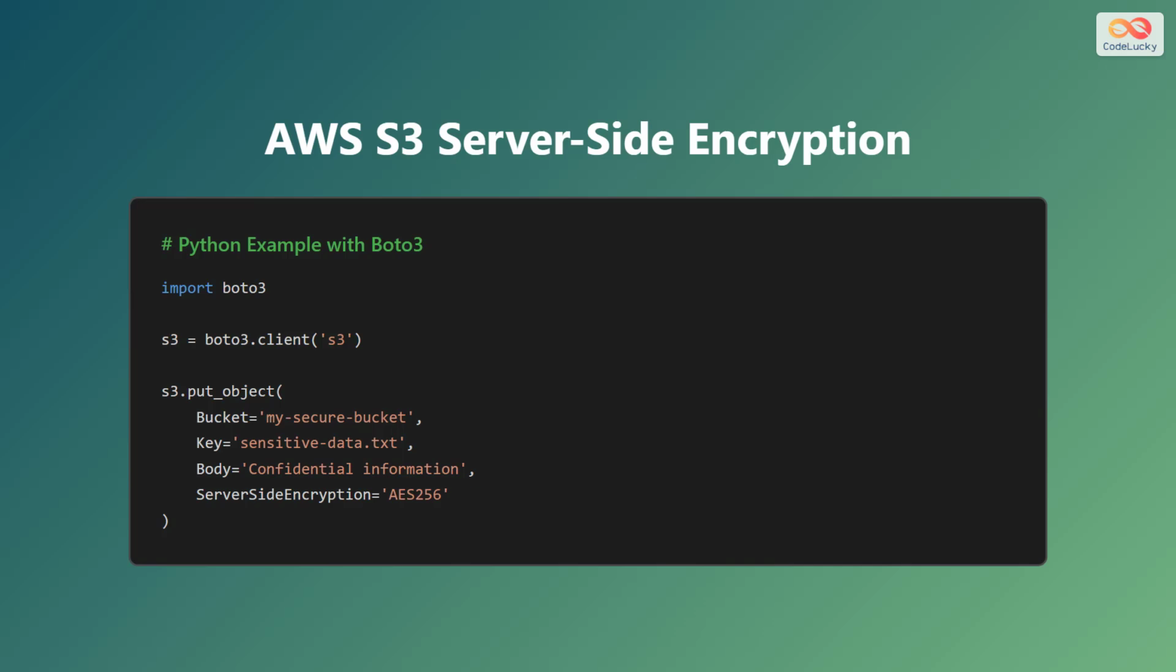Here's a practical example of implementing server-side encryption in Amazon Web Services S3. Using the BYOK Python library, we first import the library and create an S3 client. Then, when uploading an object using the put_object method, we specify the bucket name, the key or file name, the data body. And critically, we set the server-side encryption parameter to AES256. This ensures that Amazon automatically encrypts your file using the Advanced Encryption Standard with a 256-bit key before storing it.